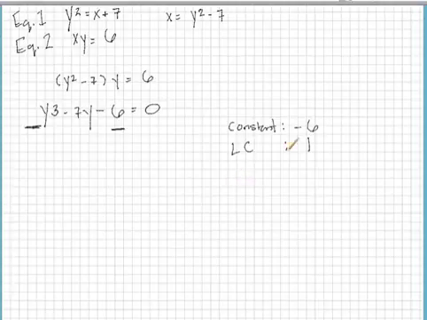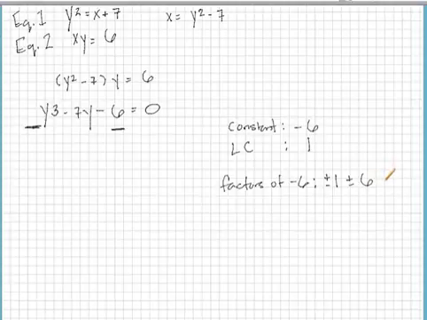All factors of negative 6 are, and we're going to do all positive and negative factors. If we factored 6, we could factor it into plus or minus 1 times plus or minus 6, or plus or minus 2 times plus or minus 3. All factors of the leading coefficient: very easy, just plus or minus 1.